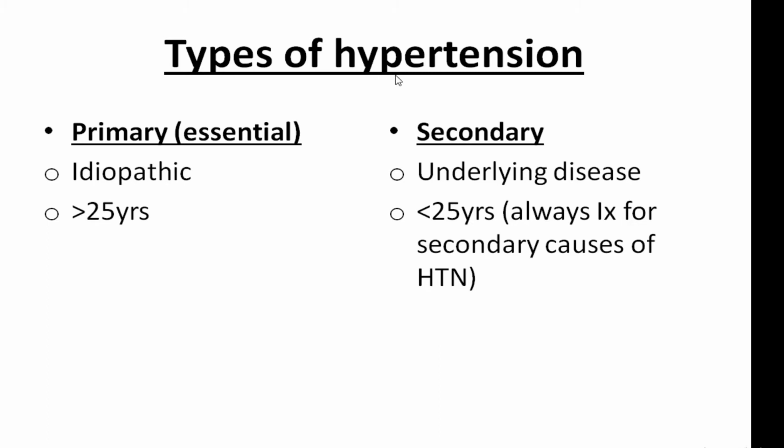The second type is secondary. Any kind of secondary hypertension is due to some underlying disease. If a patient less than 25 years of age comes with hypertension, always investigate for secondary causes of hypertension. Never ever treat that patient directly on the lines of hypertension.